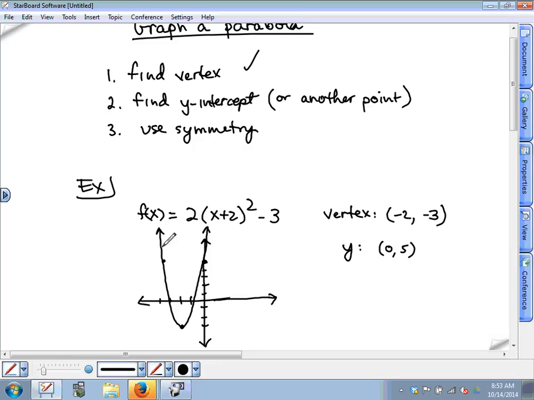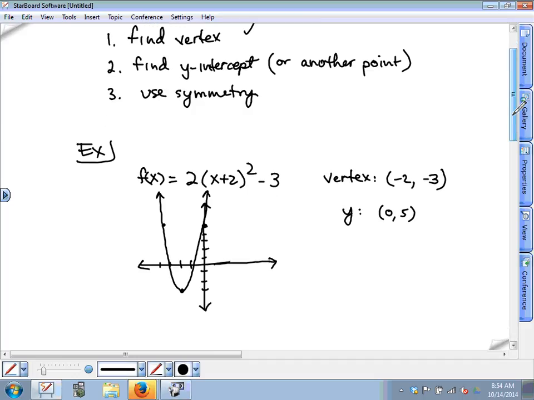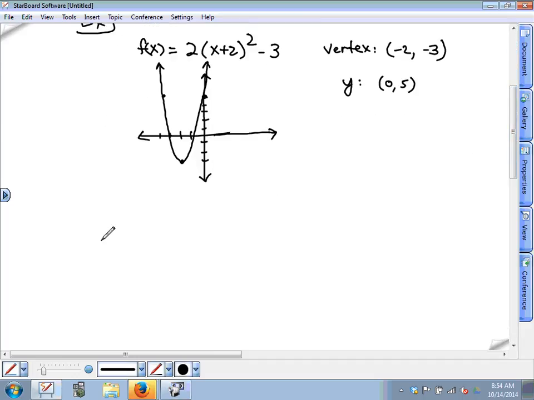Now, on step 2, when I say for another point, what if the y-intercept had turned out to be like positive 12? Or positive 20? If it's way up there off the graph, then choose another point. Just plug in another x value close to your vertex, and find another point and reflect that using symmetry. I went easy on you though. It was already in standard form. What if the parabola's in general form? Now, somebody mentioned, I think it was Zach, well, what if there are fractions?